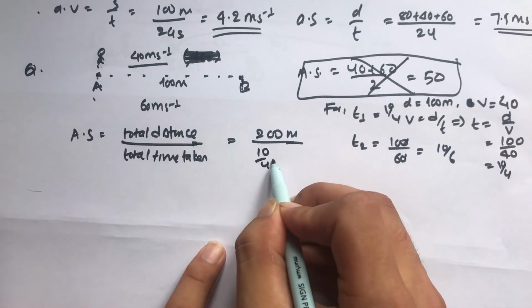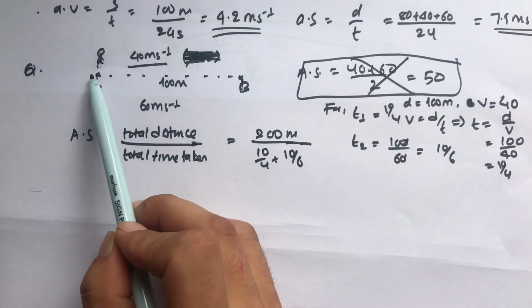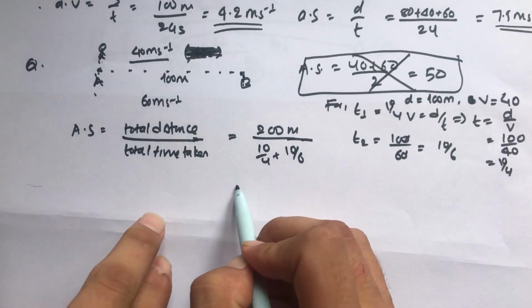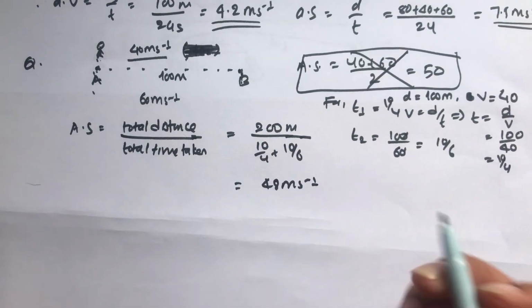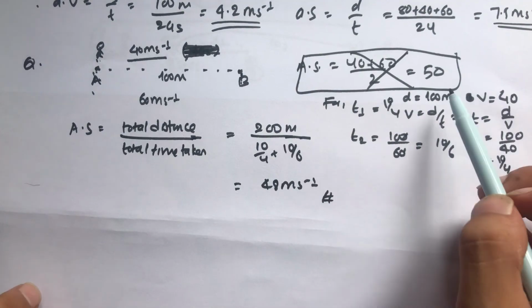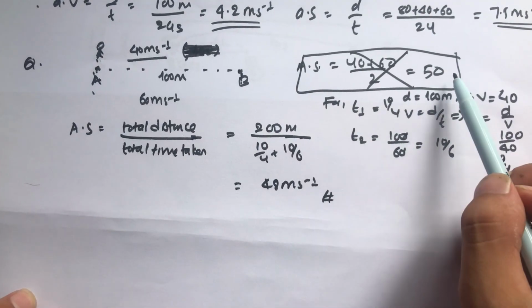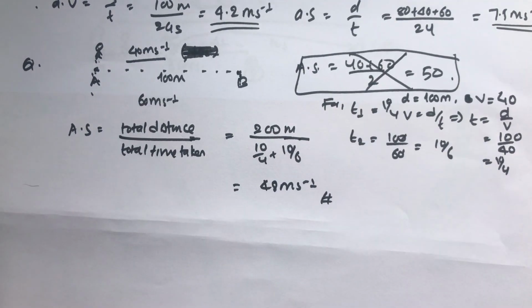So 10 by 4 plus 10 by 6 is the total time that it took to return back to point A, and his average speed would be 48 meters per second. So his average speed for the duration of his travel was 48 meters per second, which is different from the answer that we got by using this incorrect formula.